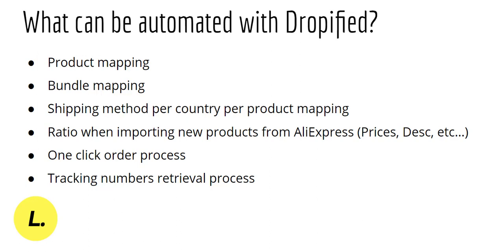Related to this, you have the one-click order process, because indeed, if that's a product where you define the product mapping and shipping method per country per product, then you can simply order the product in one click, and that's very handy. And finally, one thing which is key is to retrieve the tracking number from AliExpress. That's super interesting, especially if you have a lot of orders.